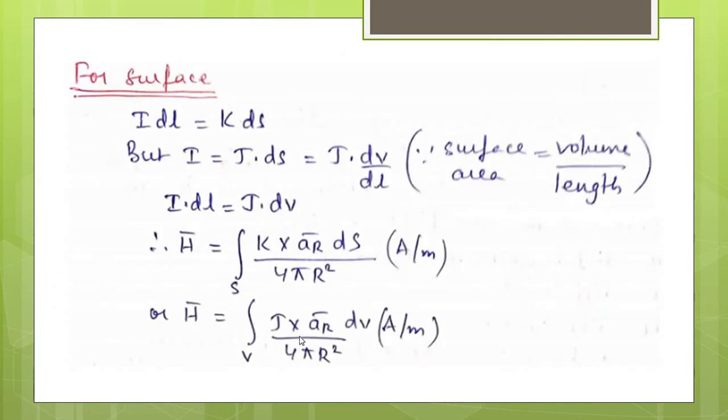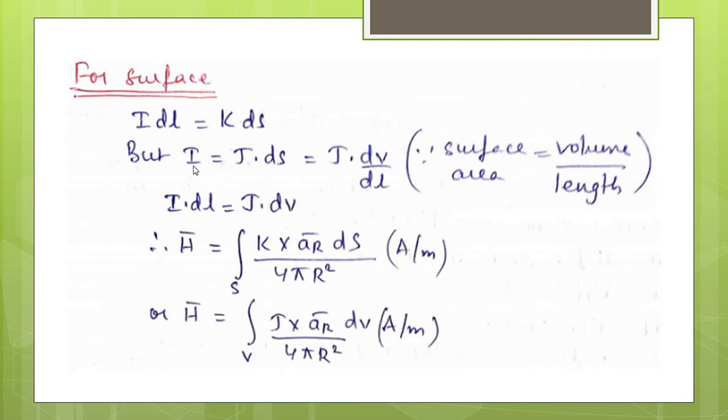Earlier we had taken the current carrying conductor as a length of the element. Now if you take a surface which is carrying a current of ds, so in place of I dl we need to replace with K into ds.